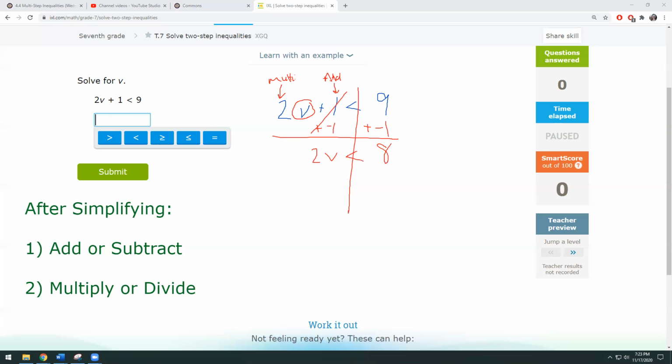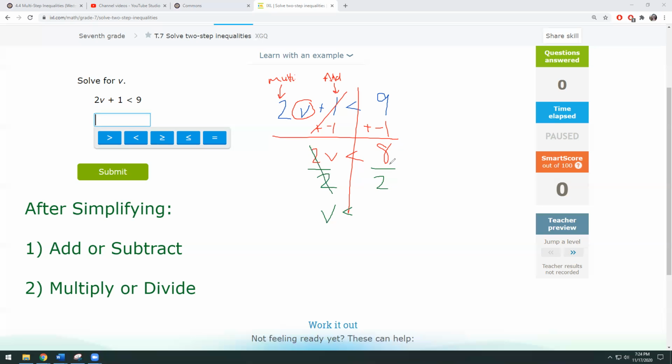Now I'm done with this first step, adding or subtracting. I need to move on to multiplying or dividing. So we said before that this is multiplication, so that means I'm going to be doing division on both sides. The number I want to get rid of is that 2. So when I divide by 2, it makes that go away and leaves me with just my v, which is what I want. I'm going to ask myself, am I multiplying or dividing? Answer is yes. But is it by a negative number? And the answer is no. It's by a positive 2. So since I said no, the inequality stays the same.